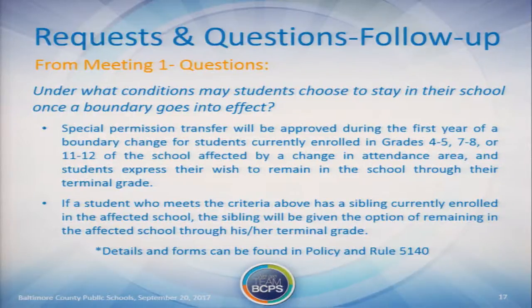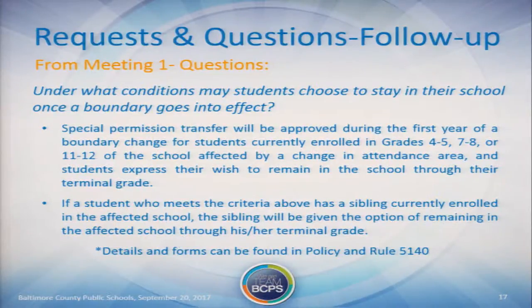Another question was, under what conditions may students choose to stay in their school once a boundary goes into effect? Baltimore County Public Schools has a clearly defined special permission transfer policy. Special permission transfers will be approved during the first year of a boundary change for students currently enrolled in grades 4th and 5th, 7th, 8th, or 11th and 12th of the school affected by a change in attendance area, and who express their wish to remain in the school through their terminal grade.